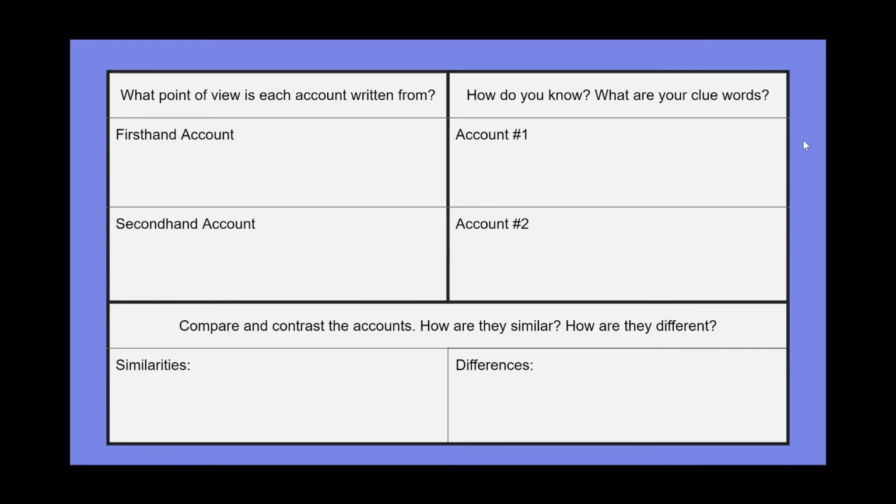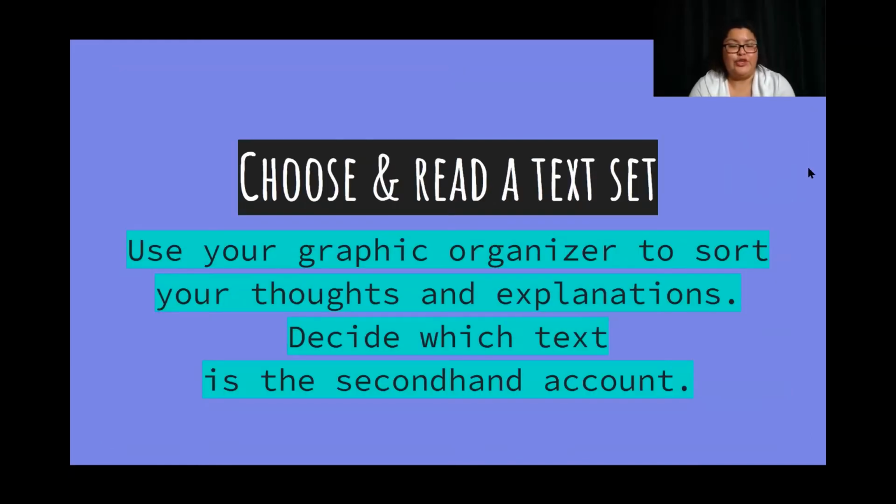There are 3 sets. All right, so using that graphic organizer, I want you to, in this bonus practice, choose and read one of the text sets, right? There are 3 of them that you're going to have an option to choose, and sort out your thoughts and explanations the way we did at the beginning, right? And then decide which of the texts is the second-hand account. You can also just make sure that you are marking which of the passages is first-hand and which one is second-hand. That works too. All right, so let's look at our texts, right?